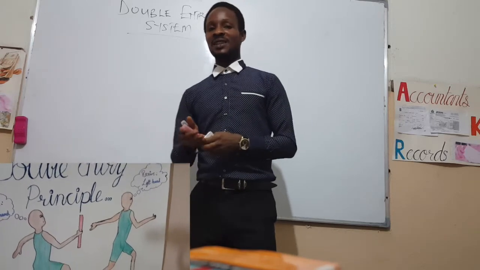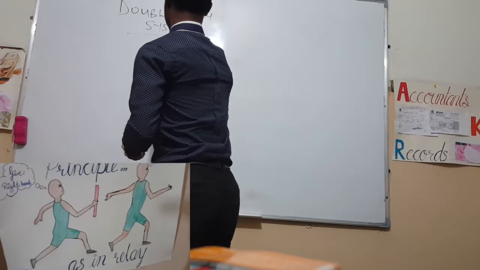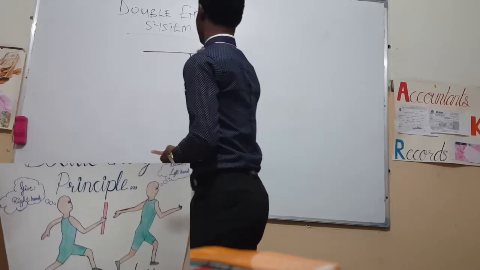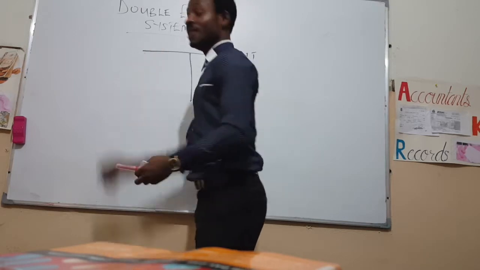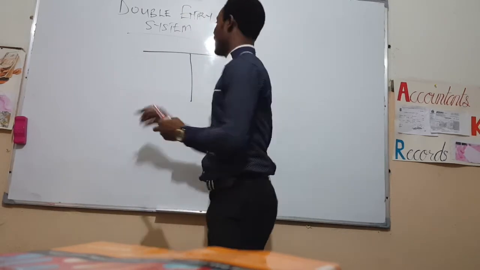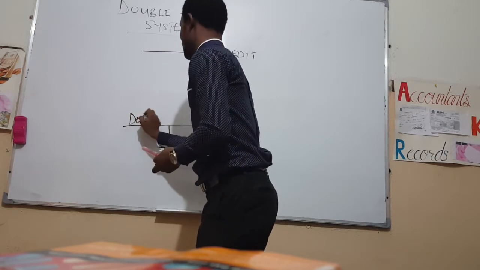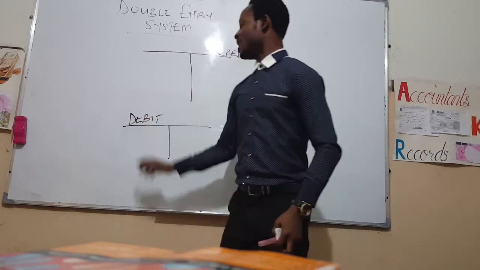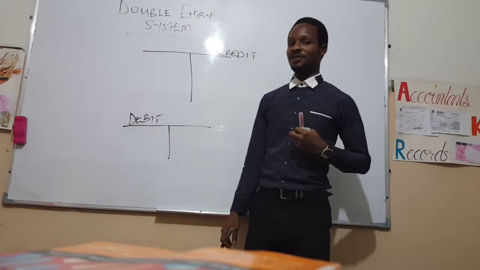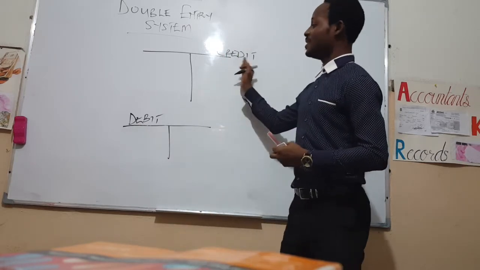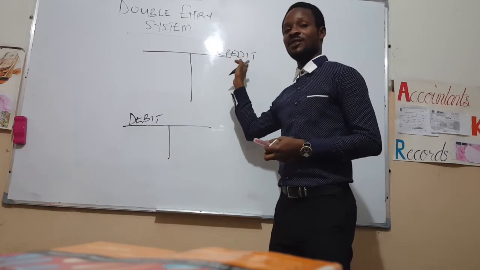The giving side in account is the credit side. The receiving side is the debit side. Debit denotes the side that receives in the transaction. Credit, which is the right hand side, is the side that gives in the transaction.